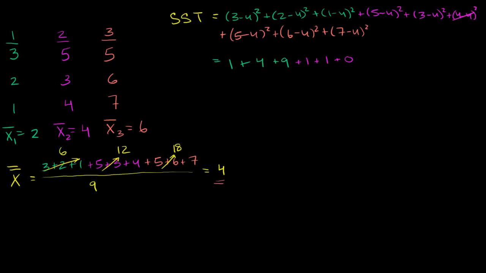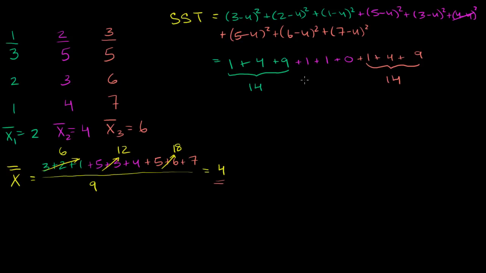And then we have these last 3 data points. 5 minus 4 squared, that's 1. 6 minus 4 squared, that is 4, right? That's 2 squared. And then plus 7 minus 4 is 3 squared is 9. So what's this going to be equal to? I have 1 plus 4 plus 9. That's 5 plus 9, which is 14. And then we also have another 14 over here, because we have a 1 plus 4 plus 9. So that is also 14.